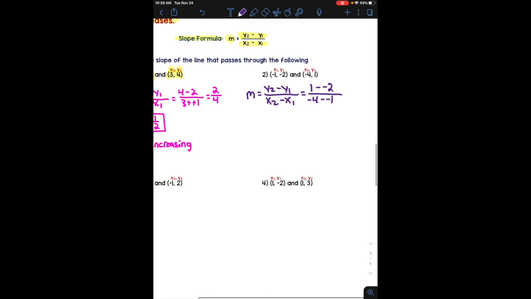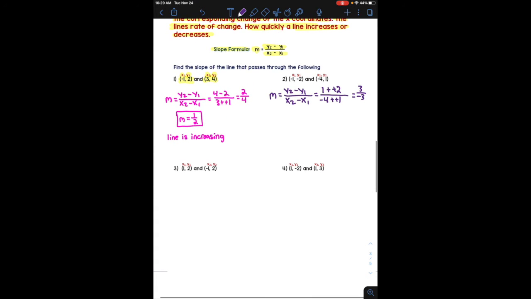We're going to go ahead and simplify that. 1 minus negative 2 is going to be positive 3, and negative 4 minus negative 1 will be negative 3. Again, just like problem number 1, we're going to simplify that fraction if we could, and in this case, 3 divided by negative 3 will be negative 1. The slope of the line that passes through those 2 points is negative 1. Unlike the first problem, where the slope was positive, so the line was increasing, in this case, the slope here is negative, so our line is decreasing.